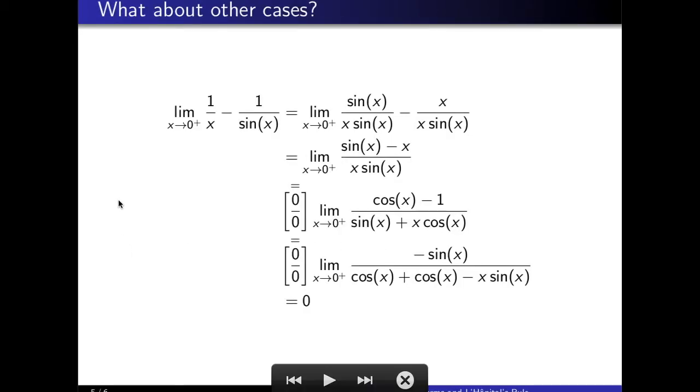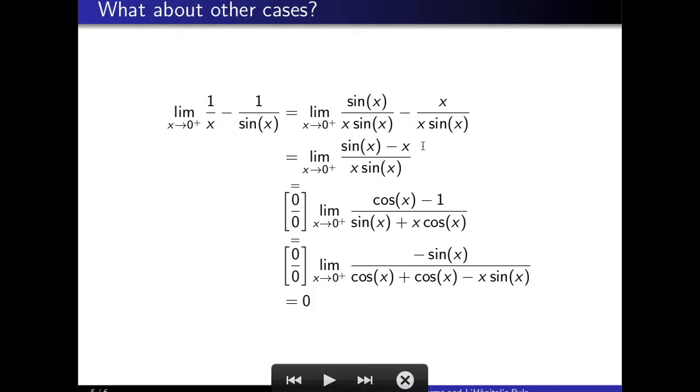Okay, so then for our limit as x goes to 0 from the right of 1 over x minus 1 over sine of x, we'll do the typical thing that we've done, which is try and get a common denominator first. So we'll multiply the first term by sine over sine, multiply the second one by x over x to get a common denominator. So then we get the limit as x goes to 0 of sine of x minus x all over x sine of x. And now what we have is something that's in 0 over 0 form. So our numerator is going to 0 as x goes to 0, and the same is true for the denominator.